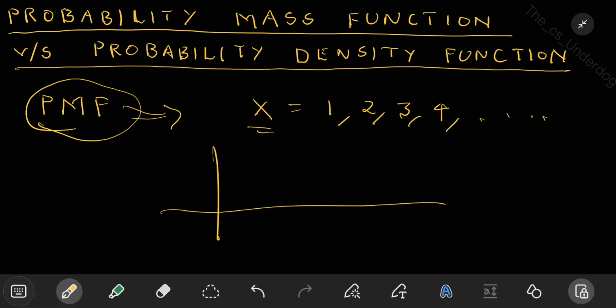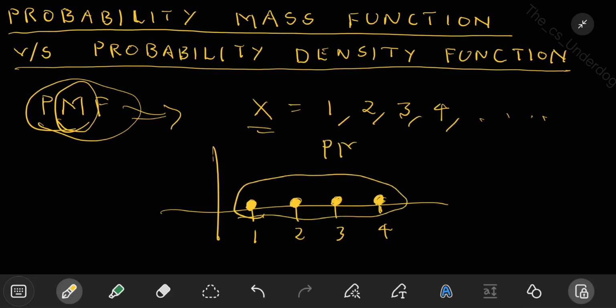If I try to put these values in a graph, let's say there are these values 1, 2, 3, 4 and so on. The word mass is used here to show that the probability is concentrated at specific points, or masses, in this distribution. Instead of the probability being everywhere, it is distributed as masses. At 1 there is some particular probability, at 2 there is some probability, at 3 there is some probability. There is no particular probability in between 1 and 2. The only chances are at 1 or 2 or 3 or 4 and so on. To show that the probability is concentrated at specific points, we use the word probability mass function.